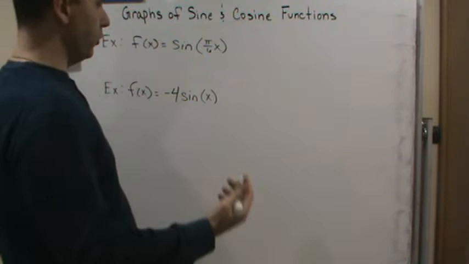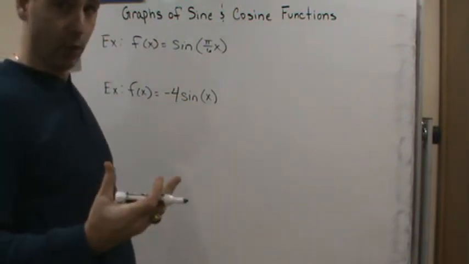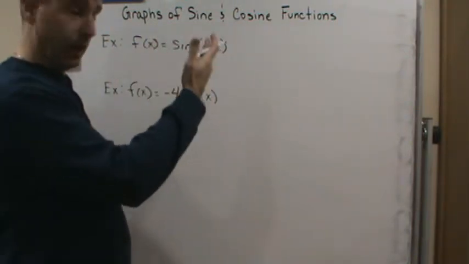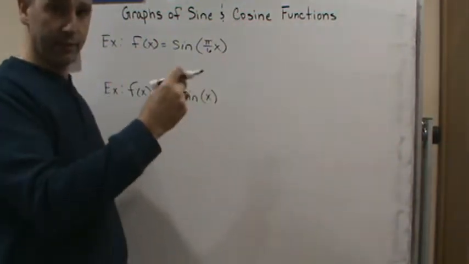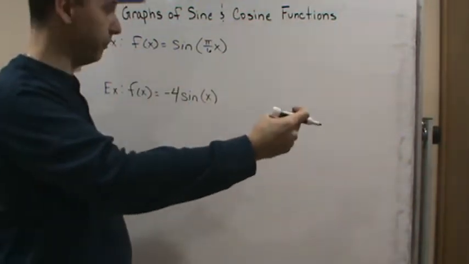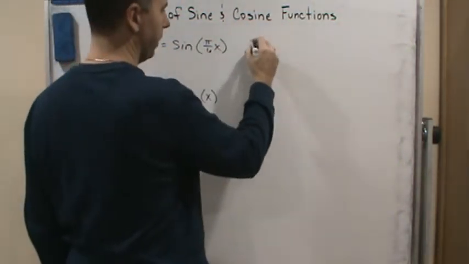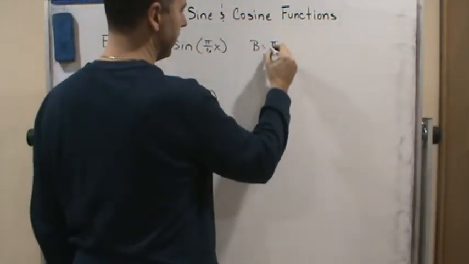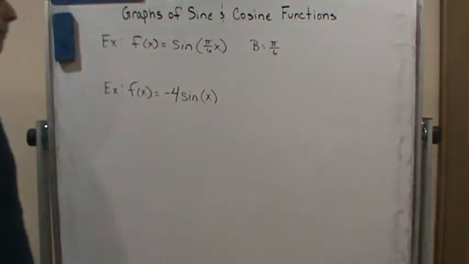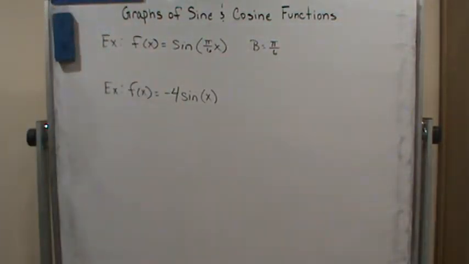Okay, so if we look at the first example here, they want us to tell what the period is. Now, remember the general form: inside the function, inside the argument, it's always of the form bx minus c. So this tells us that b is pi over 6, which is less than 1.